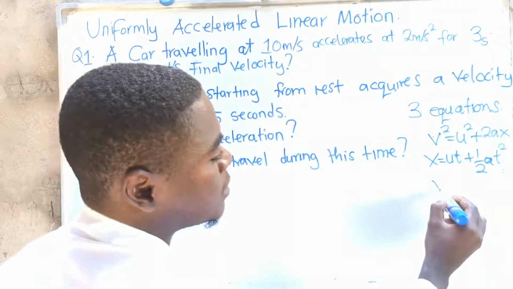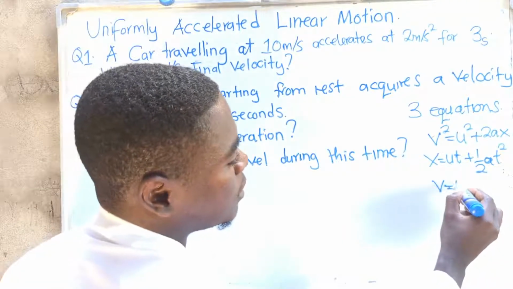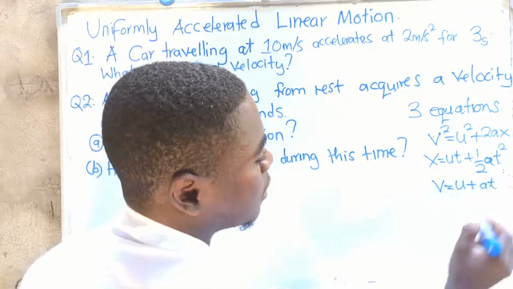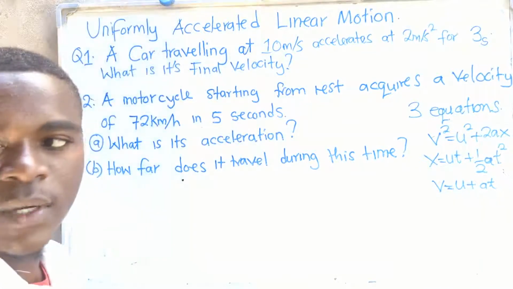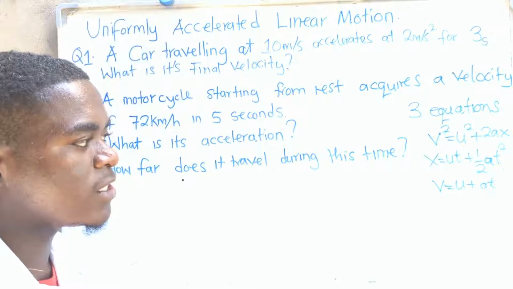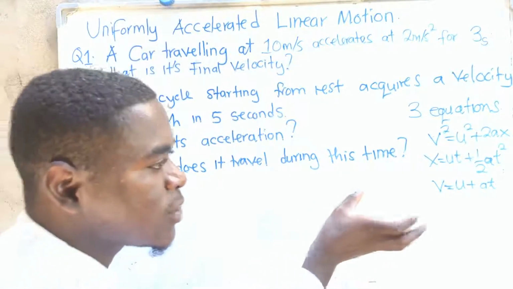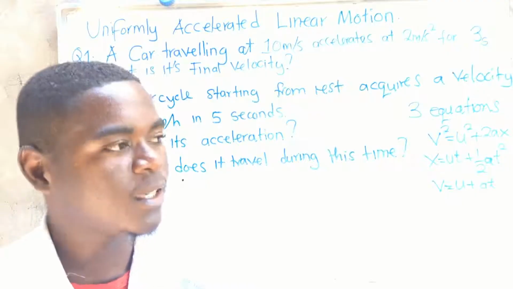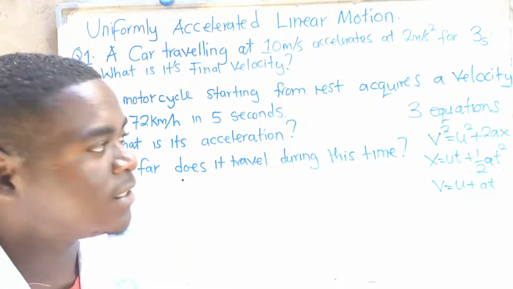The other one is this one, which is v is equal to u plus at. These are the three equations of motion that every student is supposed to know. These ones you need to know. Even as you advance in your academic journey, you need to understand these three.